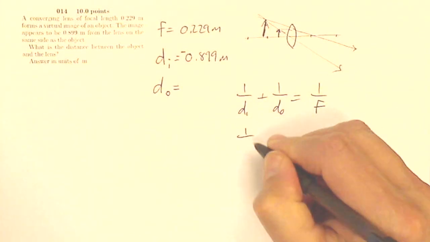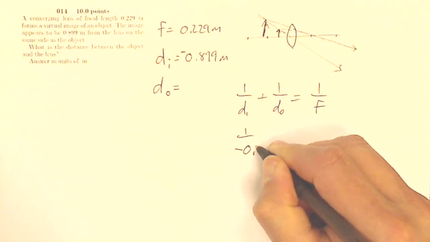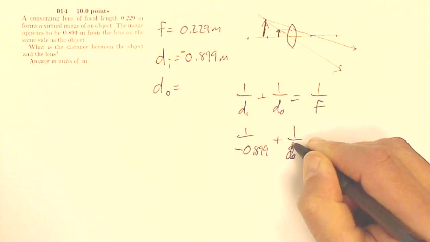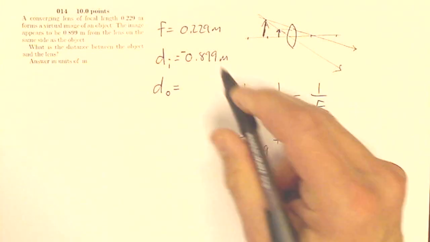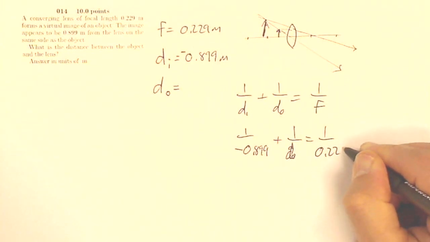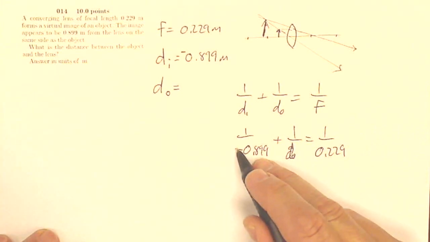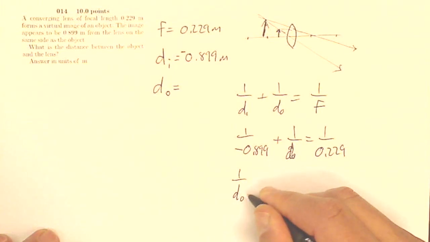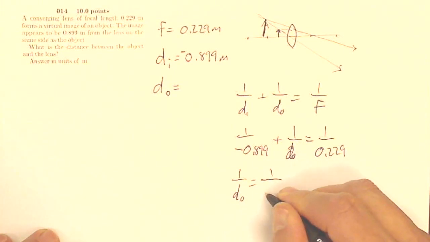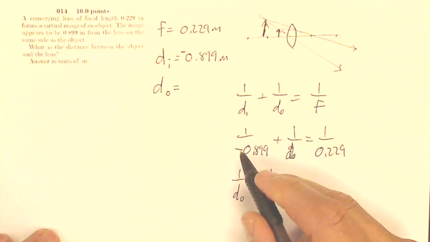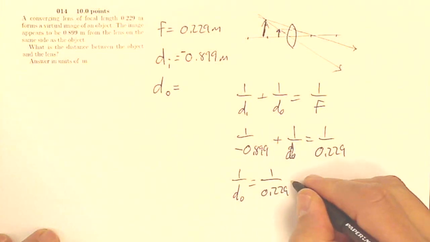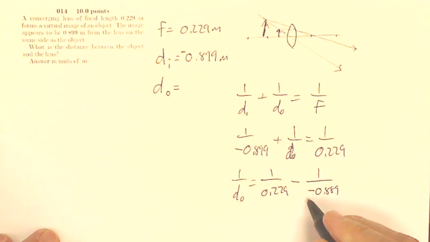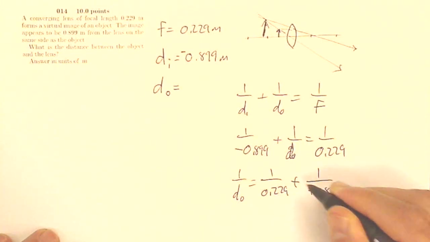So now you're given 1 over negative 0.899 plus 1 over DO equals 1 over 0.229. So now I'll see that if I have a negative here, it's going to wind up being positive there. So I'll have 1 over DO equals 1 over 0.229, and that minus 1 over minus 0.889. Well, that minus and that minus are going to actually turn into pluses.